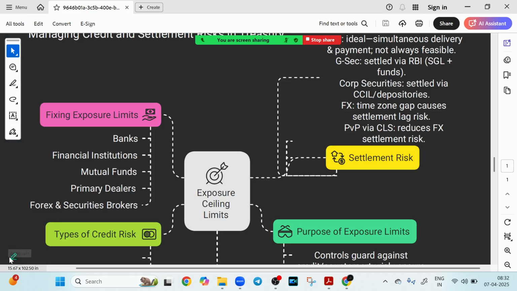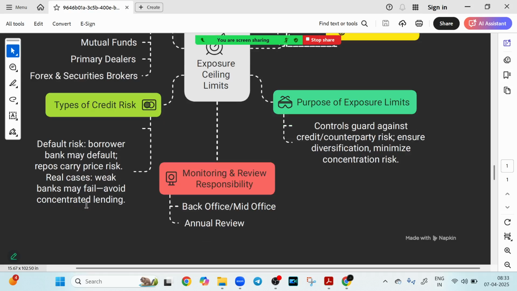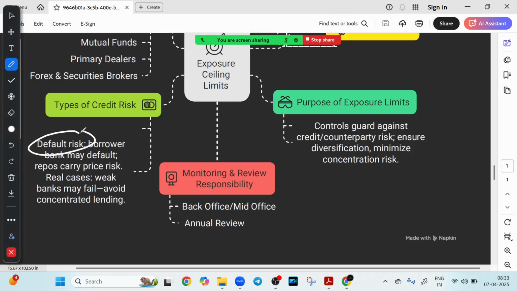That is the point. The second thing is types of credit risk, which is very, very important. Credit risk is not one dimensional. Rather, it includes default risk. Default risk is one part of credit risk, which means the borrower bank might fail. Another kind of credit risk is called price risk. Price risk means, for example, repo. Let's take the real case of repo. A repo might carry risk if the price drops. Weak banks have failed before. So the treasury team avoids concentrated lending and spreads the risk smartly. Yes, concentration risk should be avoided. We should spread the risk.